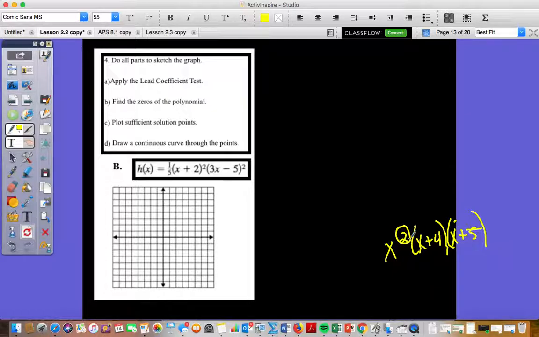Right here? Yeah, well, it's already factored for us, right? So it's kind of nice. We just simply set them equal to 0 to solve for the zeros. Okay. And what would the multiplicity be? I'll let you find those zeros first.